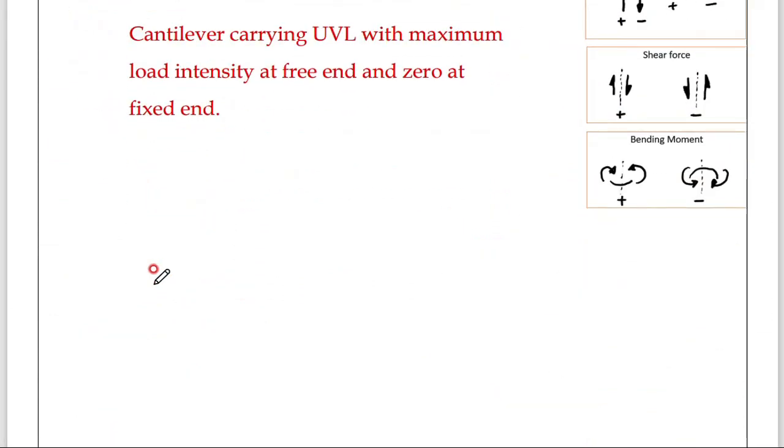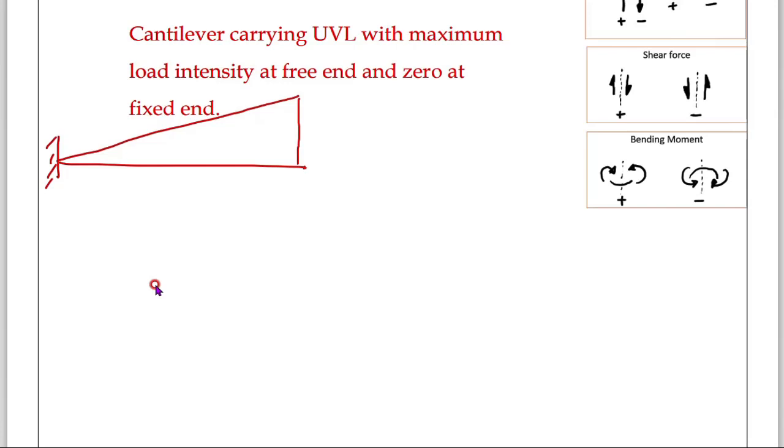Right? Next we will go. This one I will give you as homework. This diagram I will give you, take it as homework. It is a cantilever beam with maximum load intensity at the free end. This is the free end, and the load intensity is like this, and at the fixed end it is 0. This is your load. You can send me the image of the SFD and BMD. Consider w and everything, and work it out. This is A and this is B, and this is L. Work it out.